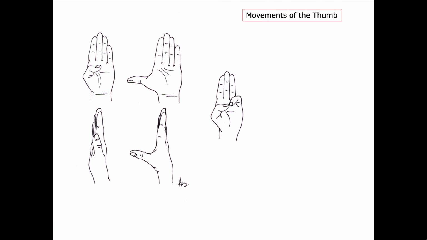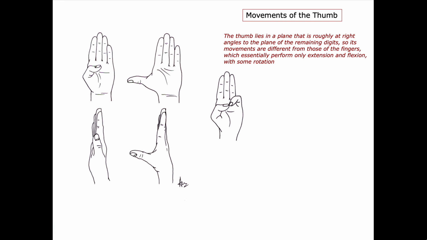Now the thumb is the most integral part of the human hand, and when we have to understand the movements of the thumb, we need to look at how my hand is placed and what the axis of the movement is, and only then can you understand. If you try to mix the two things and change the axis of the movement, then you will be confused. So now where does the thumb lie? It lies roughly at a right angle to the plane of the remaining digits. So its movements are different from those of the fingers.